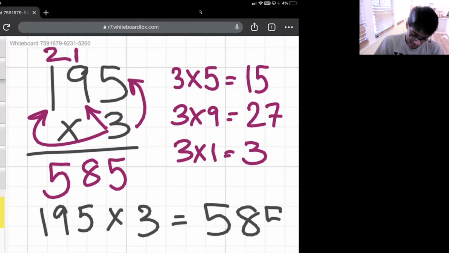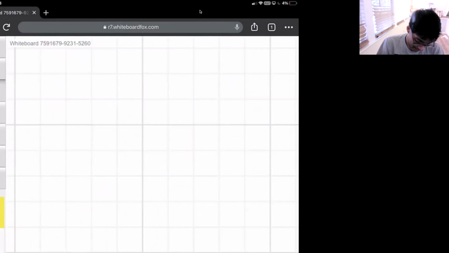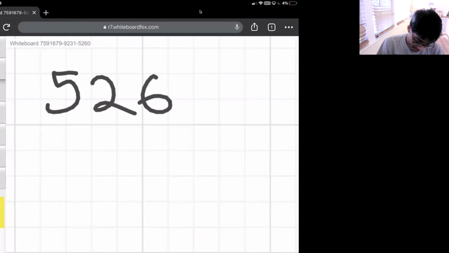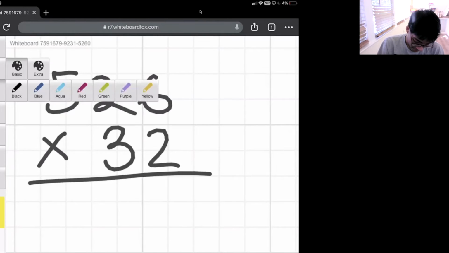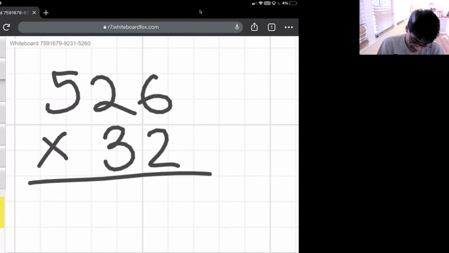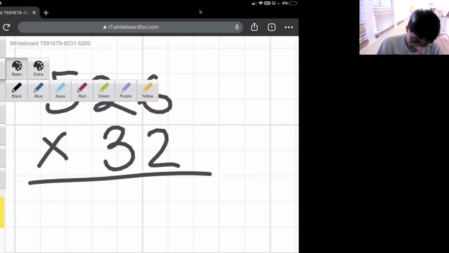Let's do some more. Let's say I have 526. Let's move on to some bigger numbers. Let's say I have 32. And now check it out. First I'm going to do 2 times 6. Let's start with green. 2 times 6.